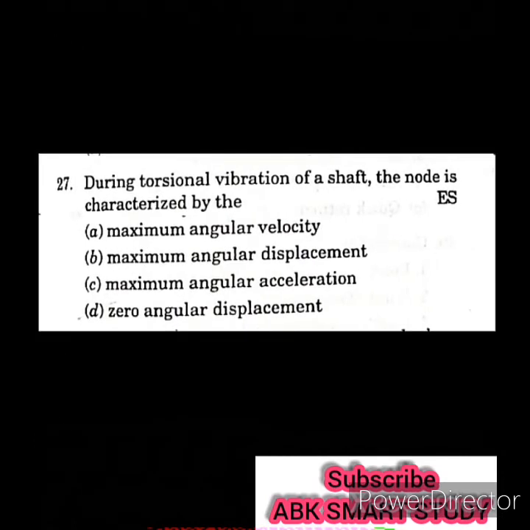During torsional vibrations of a shaft, the node is characterized by the, here four options are given: A, maximum angular velocity; B, maximum angular displacement; C, maximum angular acceleration; and D, zero angular displacement. So during torsional vibration of a shaft, the node is characterized by zero angular displacement. So option D is the right answer. Next question.